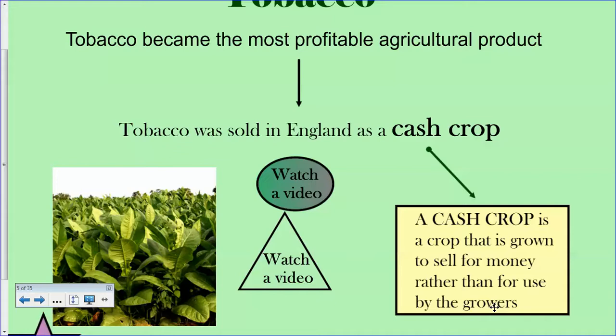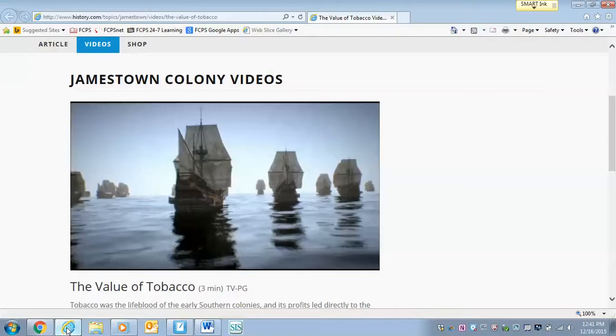What these people did is that they weren't growing tobacco to survive. You can't eat the tobacco. They were growing the tobacco to make money, and to become rich, and rich they did. Here are two videos that I'm going to show you about tobacco and how important it really was to the colony. I'm going to show this one first.